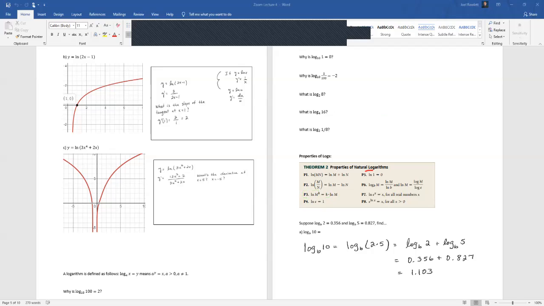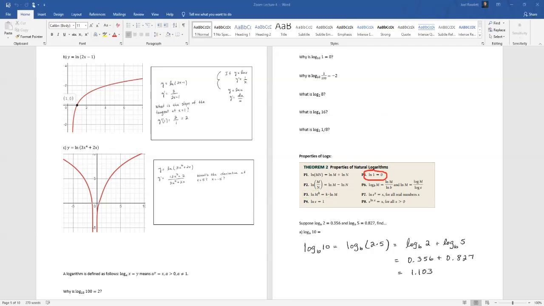Why would the natural log of 1 be 0? Why would ln of 1 be 0? Well, we know that the base is e. We just don't write that for natural logs. You can. It's considered redundant. But we know that any number to the power of 0 is 1.